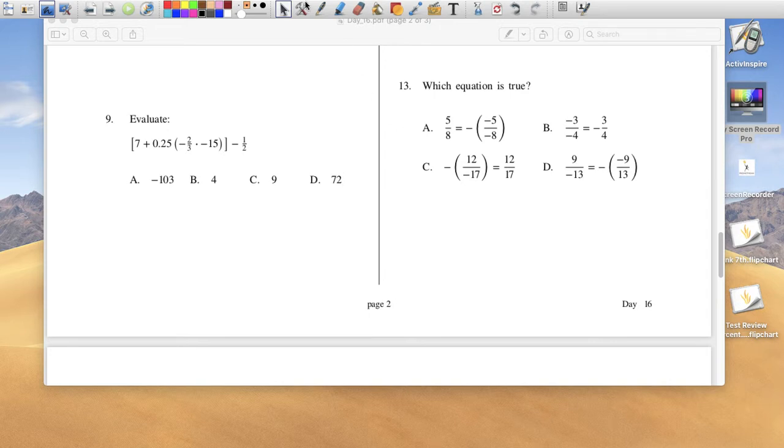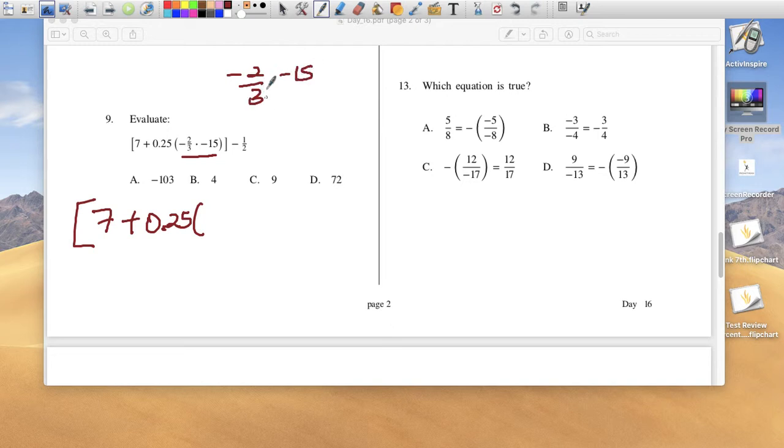Number 9. So again, you gotta take care of this. All right, don't enter that whole thing in the calculator all at once. So it's 7 plus 0.25, which is being multiplied by whatever's inside here. So negative 2/3 times negative 15. So let me just write that here.